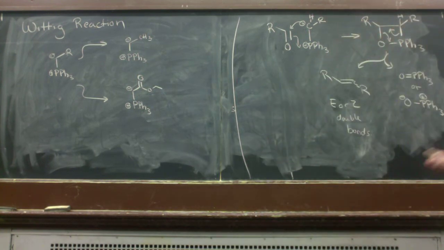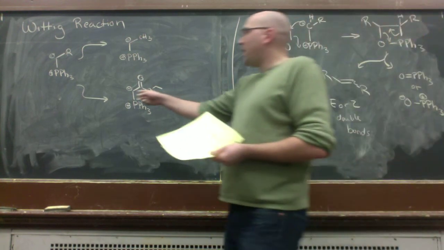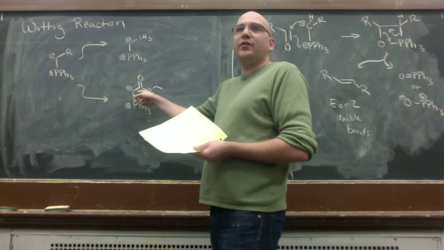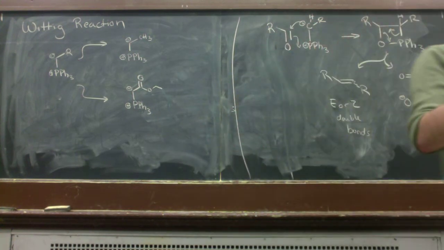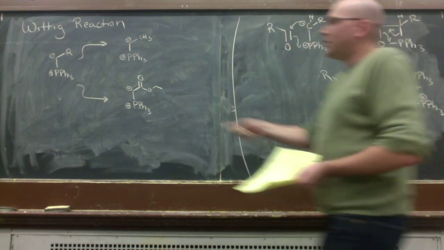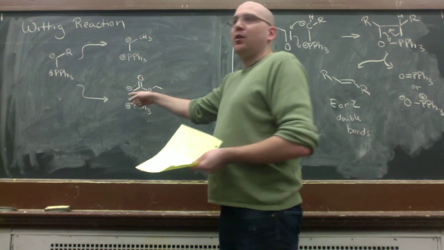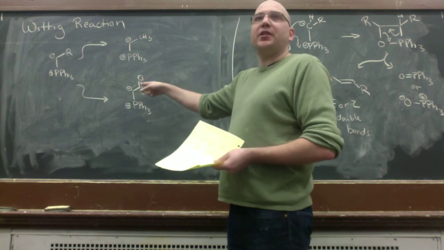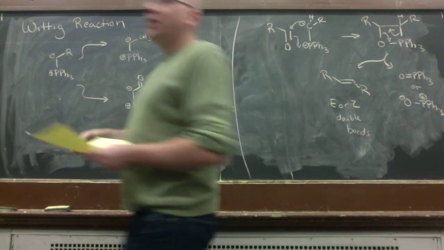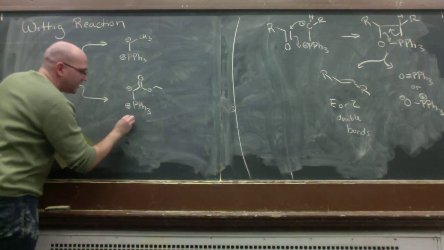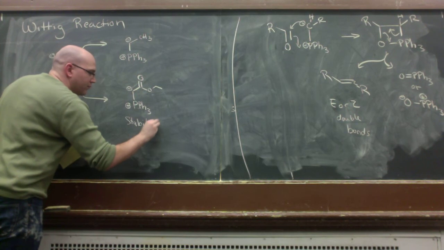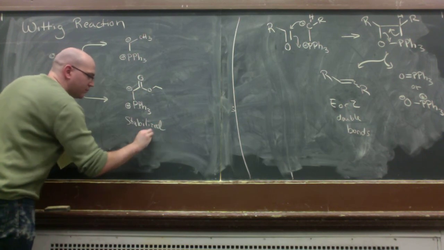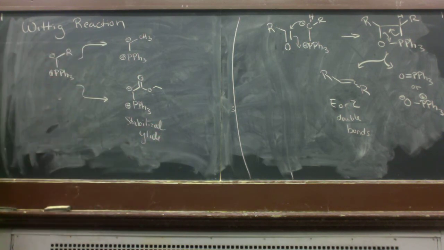All right, and why? Right, so in the bottom case, what you have is a negative charge alpha to a carbonyl. We're going to discuss this a little bit. This is actually an enolate in a way. It's resonance stabilized into the carbonyl, a resonance stabilization that you don't have over here. So this is what we would call a stabilized ylid. And in the top case, it's what we would call an unstabilized ylid.